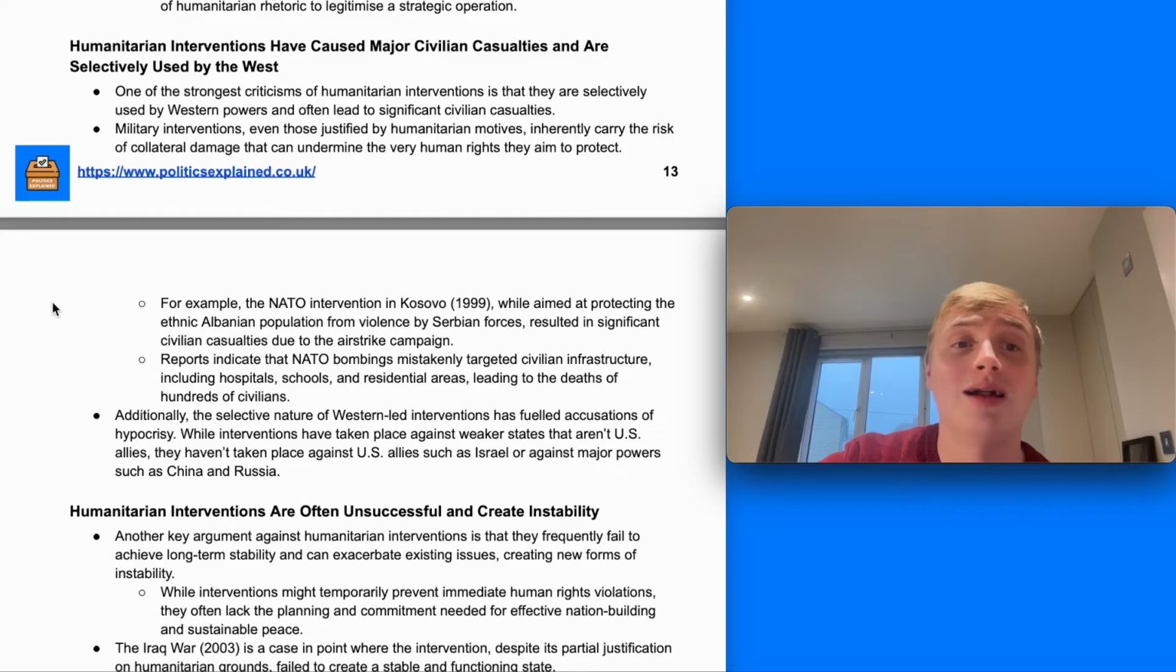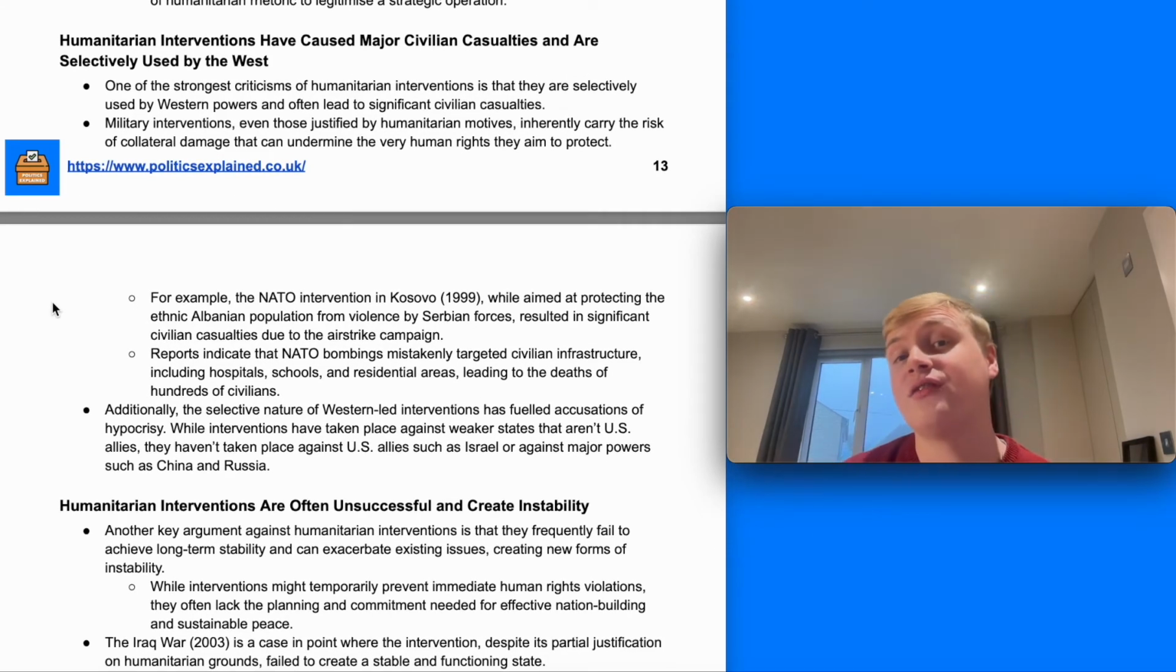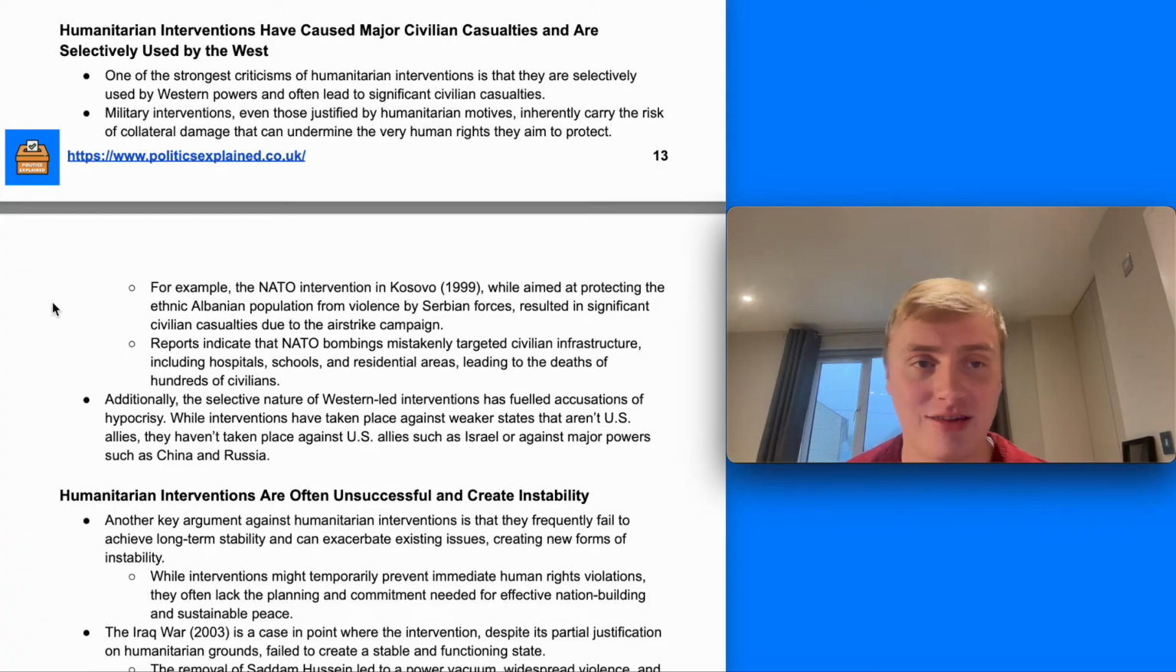The second key argument is that humanitarian interventions have caused major civilian casualties in many cases and are selectively used by the West. So crucially, these interventions have been used by Western powers and often have actually led to significant civilian casualties, which are crucially the exact opposite of what they're trying to do. And that's just because military interventions, even if they have humanitarian aims, inherently carry the risk of collateral damage.